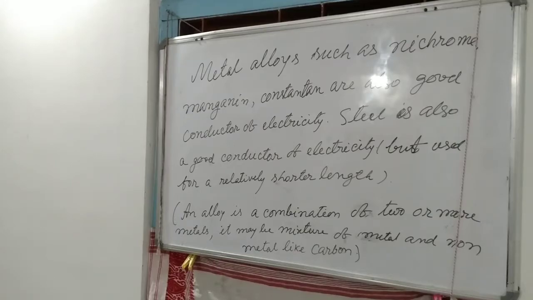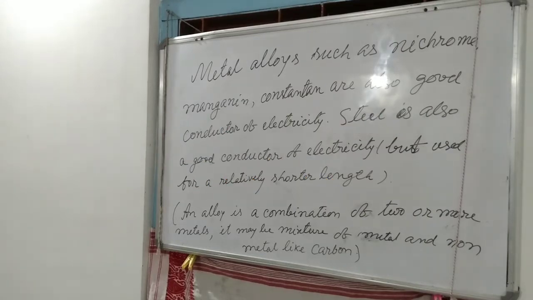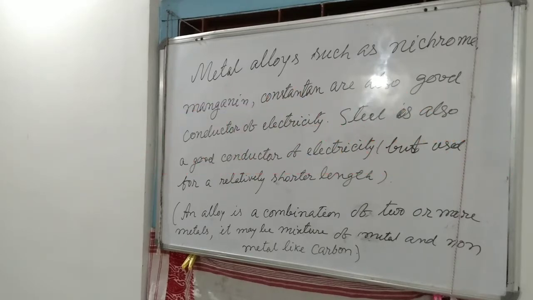We find a lot of metal alloys which also are good conductors of electricity. Metal alloys such as nichrome, manganese, constantan are also good conductors of electricity. Steel is another conductor of electricity. Although it is a good conductor, it is used generally for a relatively shorter length, when the electric charges have to be carried over a shorter length.